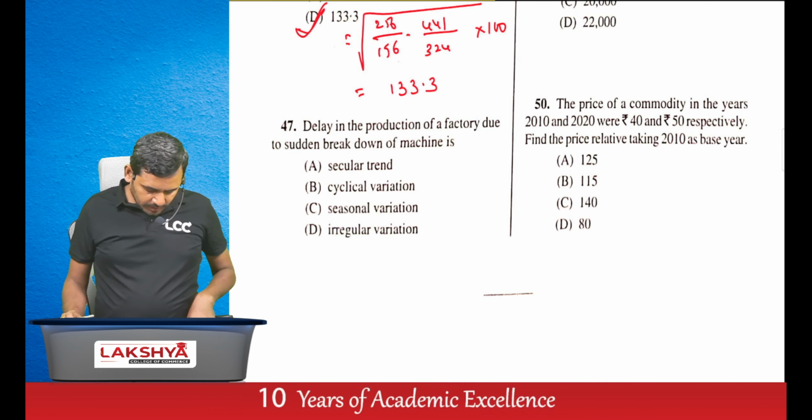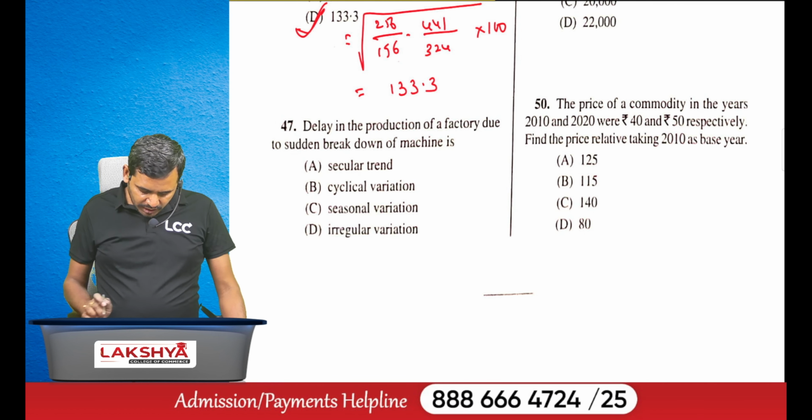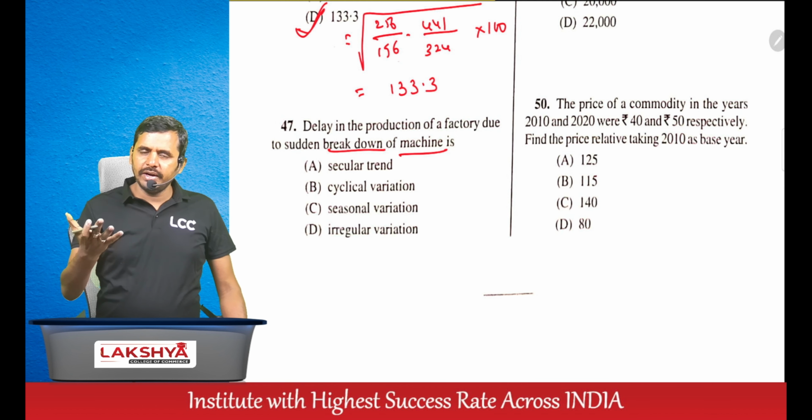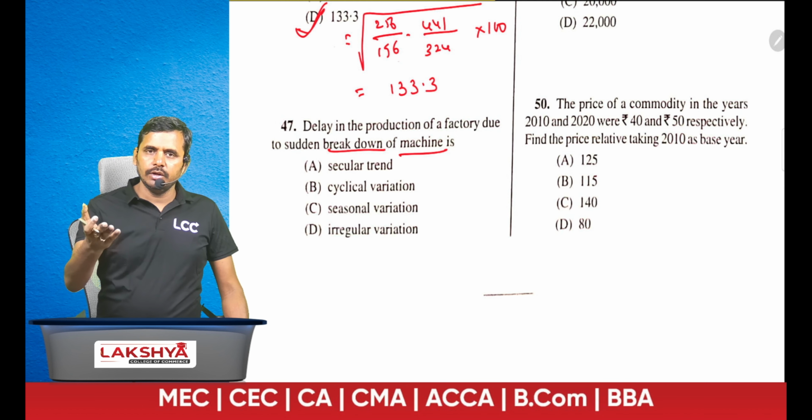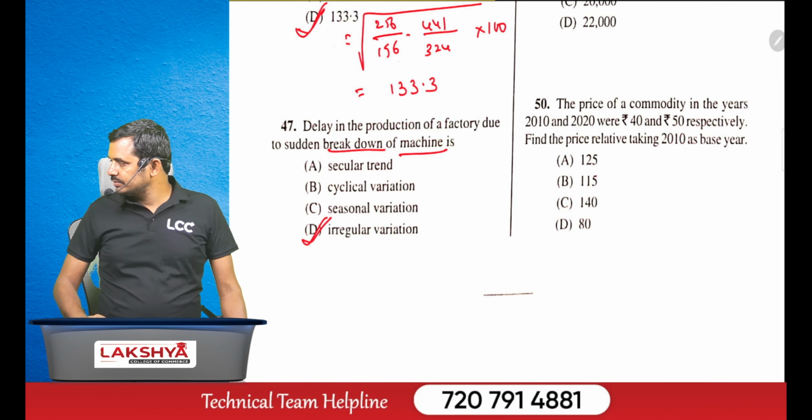Next, 47. Delay in the production of the factory due to sudden breakdown of the machine. Sudden breakdown means that it is not controlled by the human hand. Then that is called irregular variation.